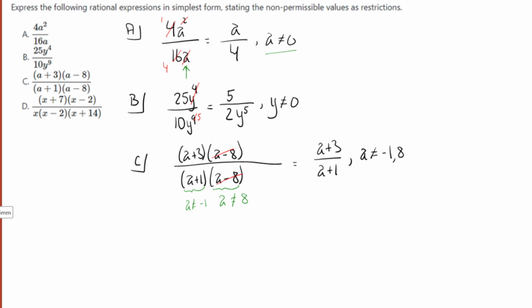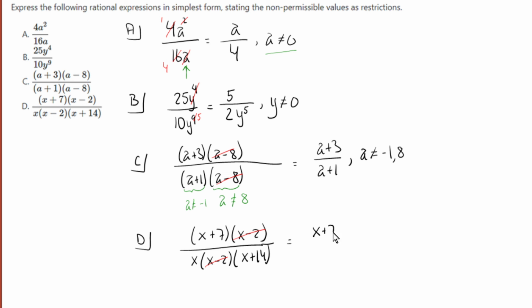And then finally, in D, we have two binomials in the numerator being multiplied. And then we have a monomial times two binomials in the denominator. The x minus 2's cancel, and we're left with x plus 7 in the numerator and x times x plus 14 in the denominator.